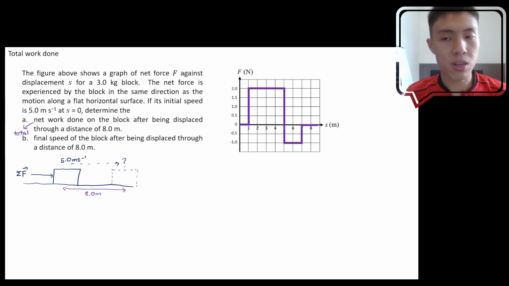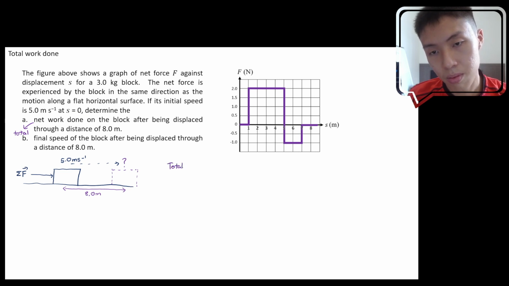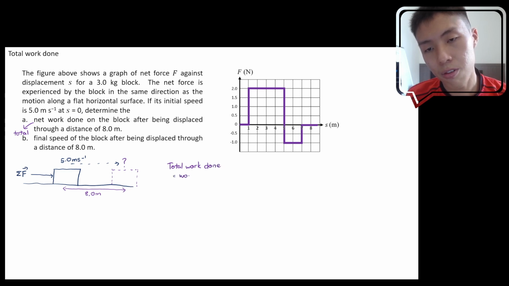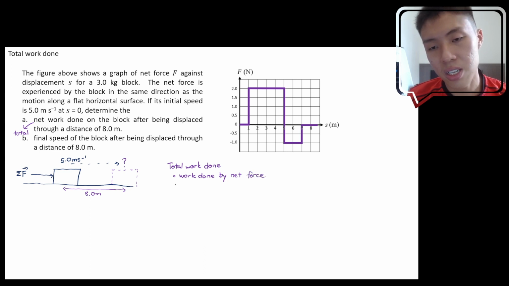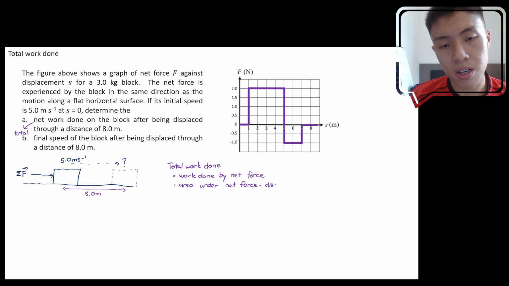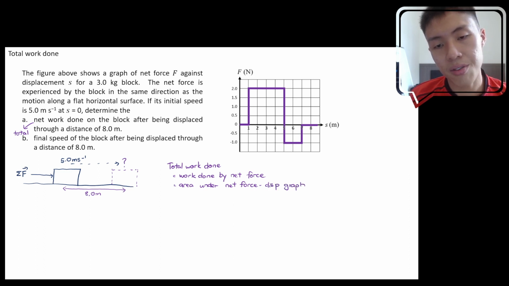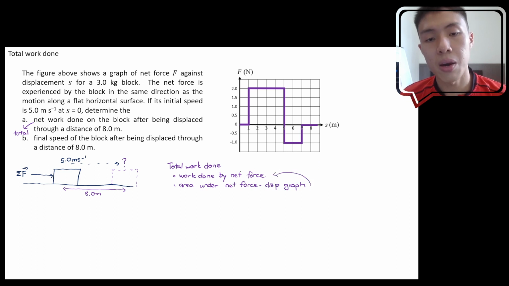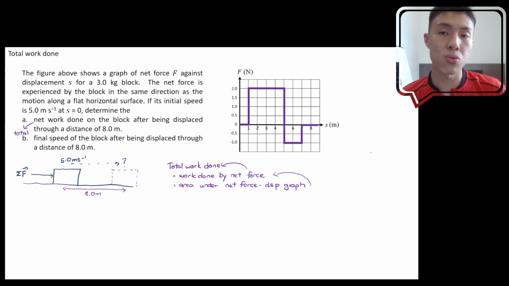But if you think about it, total work done is actually just the work done by the net force. Okay, total work done is the same thing as the work done by the net force, and we know that the work done by the net force is actually equivalent to the area under the net force displacement graph. Okay, and you can refer back to the explanation video if you have any queries. But basically, for the net force displacement graph, if you find the area under the graph, the area here will represent the work done by the net force, and work done by the net force is actually just the same thing as total work done.